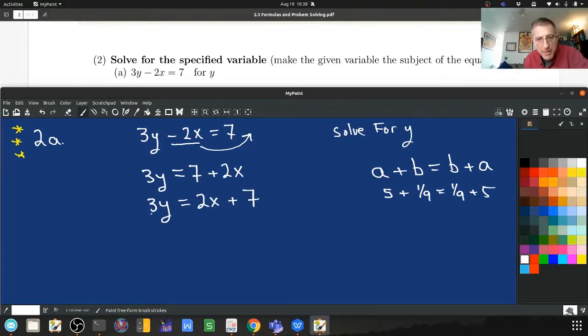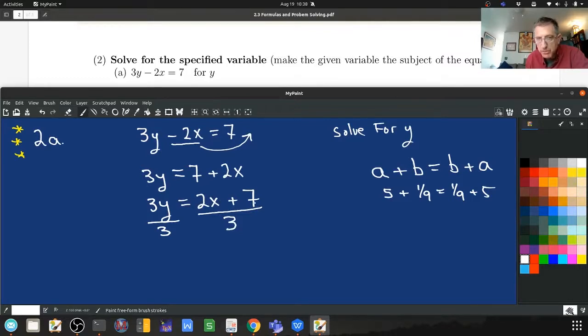So I know how many 3y's there are. They're this entire sum over here. So I want to know how many 1y is. So I'm going to divide both sides by 3. It's really important that you divide all of the right-hand side by 3.